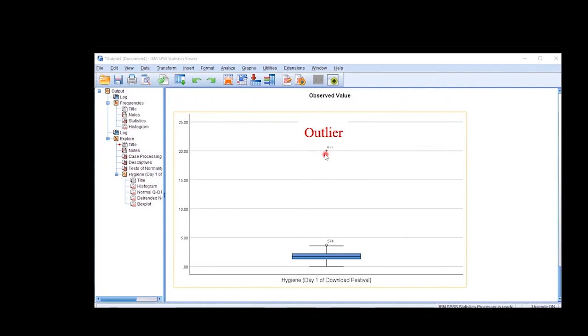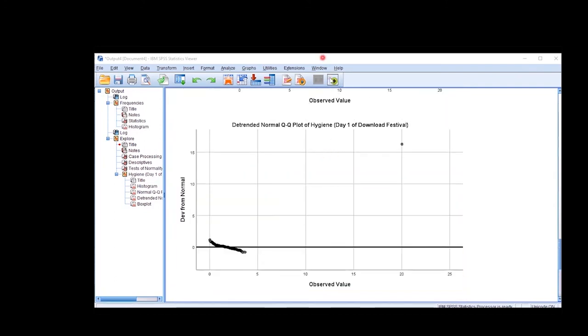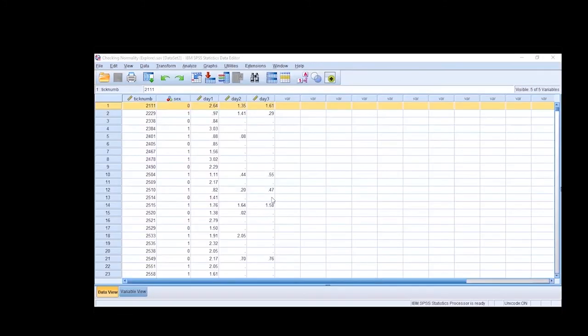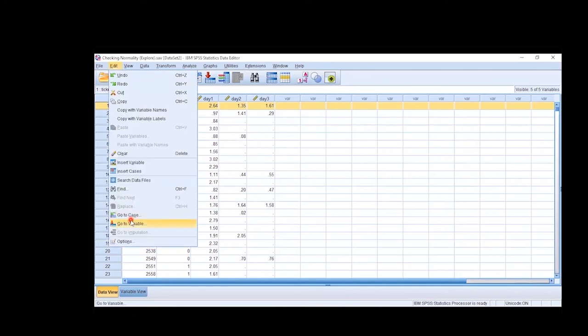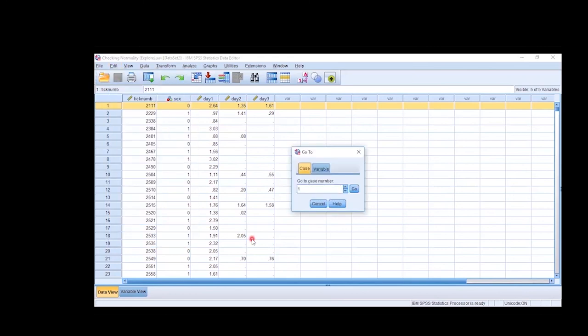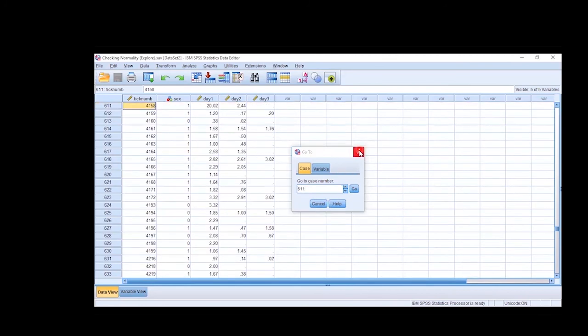Now we have to solve this problem. How to solve it? It's very easy. As you know, our observation was 611. How to find this? Go to Case, find 611, and go. Okay, now we reach 611. Oh, there's a problem. There's a 20.